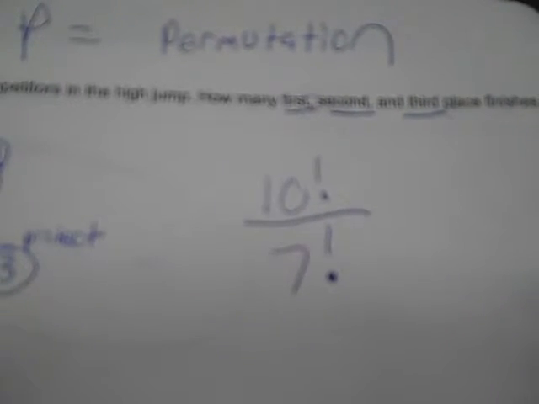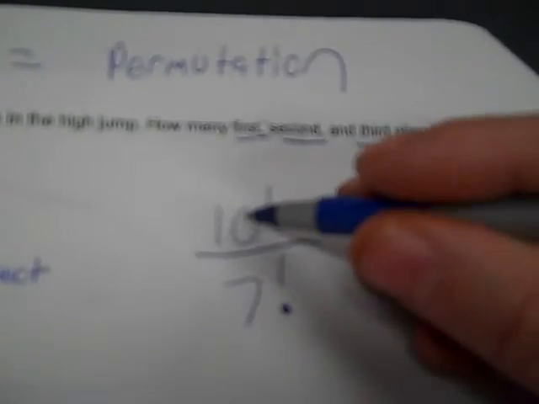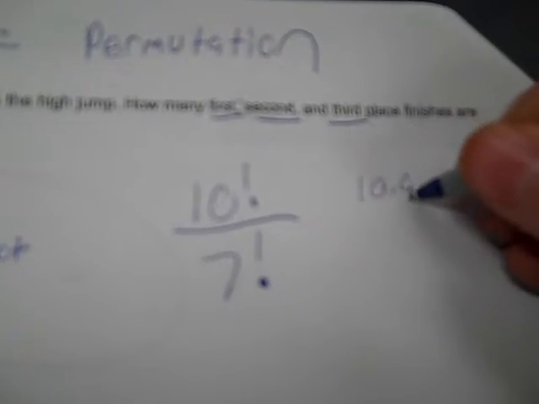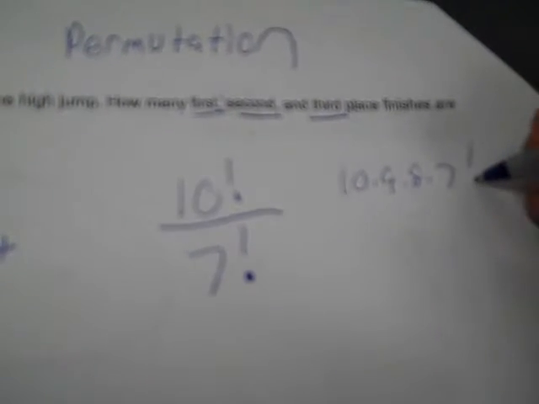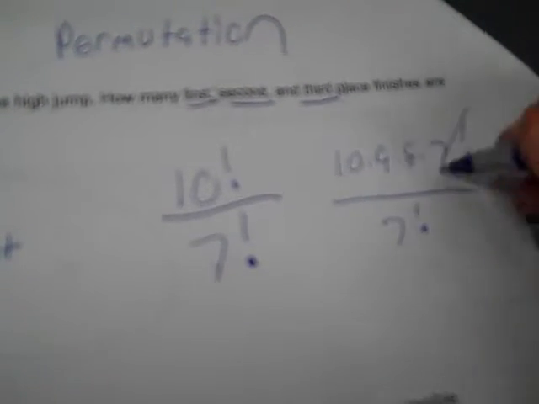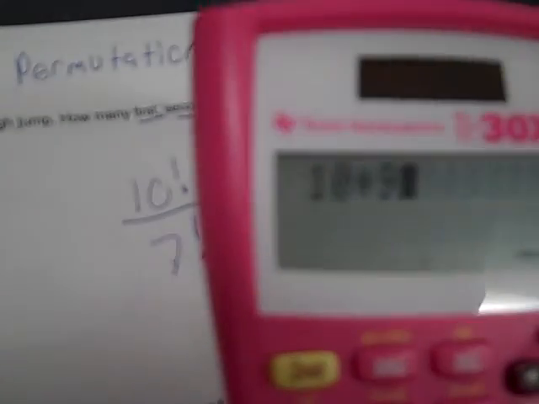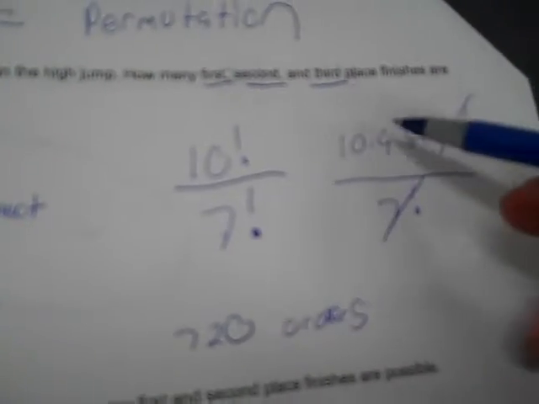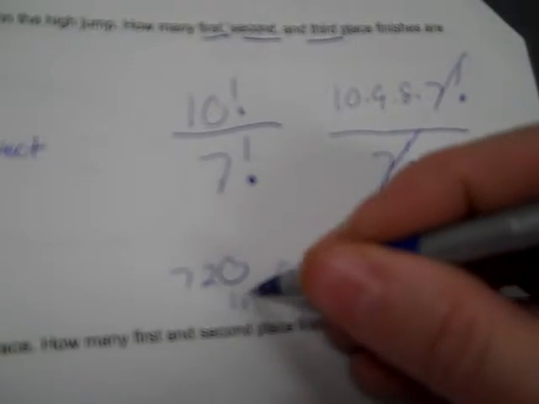Now you're like, well, how do I divide that? Calculator? No. You're going to number your 10 down to 7. 10 times 9 times 8 times 7. Stop, put the factorial sign, because you're dividing by 7 factorial, and these cancel. So it is simply taking 10 times 9 times 8, and that's 720 orders. Now, label that. Don't just put orders. Put first through third.